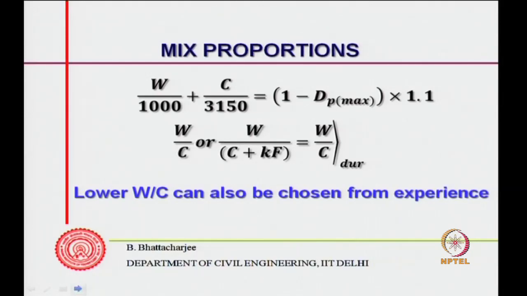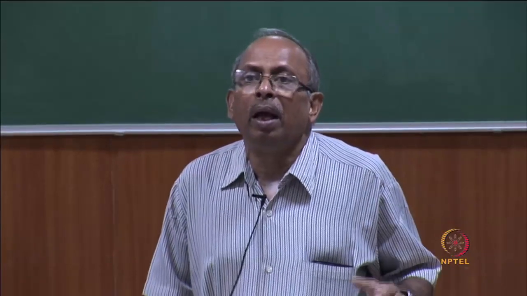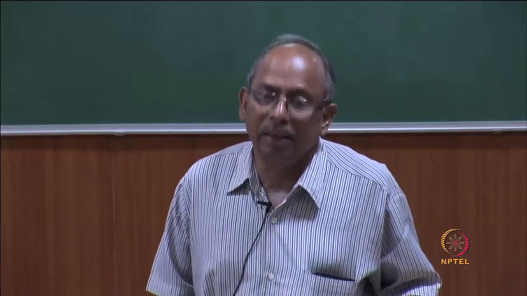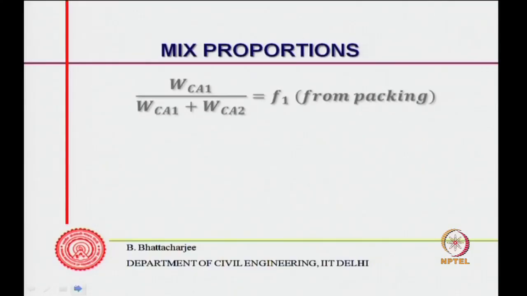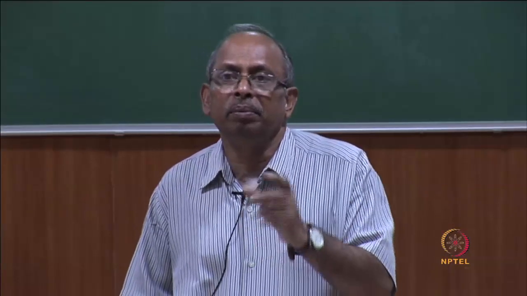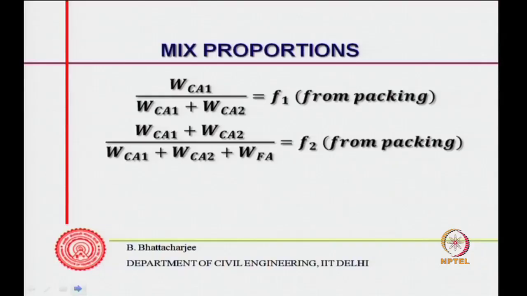So, you have a relationship for water cement ratio from durability and strength, and you have another relationship from the packing density and paste content required. So, with two equations, water and cement can be determined. Now, you need to determine the other proportions. From packing density, the fraction of coarse aggregate 1 in the total coarse aggregate system was known to me as F1, from best packing, optimal packing.